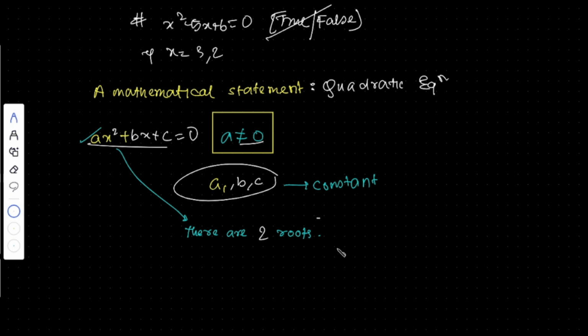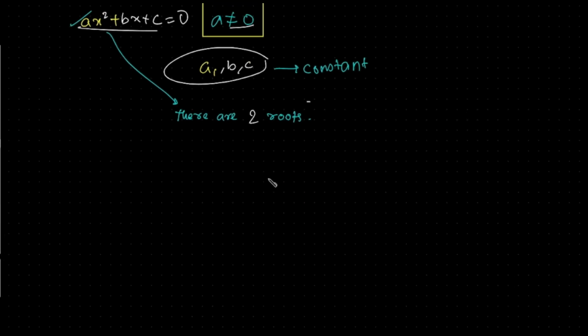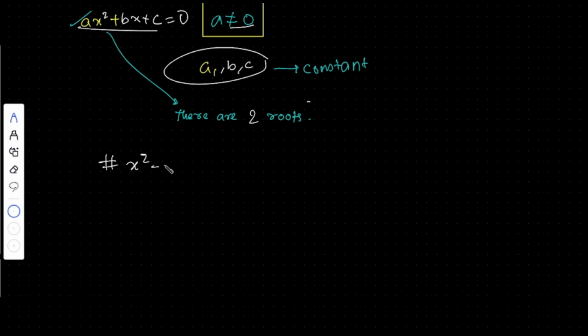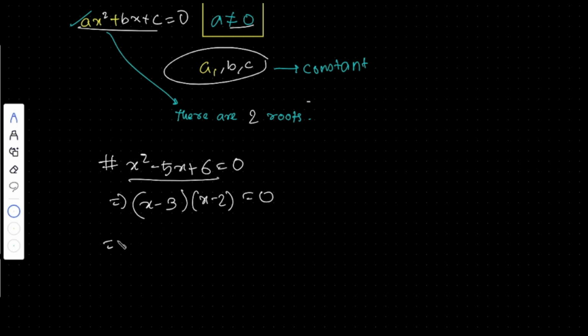Now, let's write an example. Let's write the previous one: x square minus 5x plus 6 equal to 0. If we do middle term factorization, it smells like middle term factorization. Then it becomes x minus 3 into x minus 2 equals 0. Then x equals 3 comma 2, and these are its solutions.